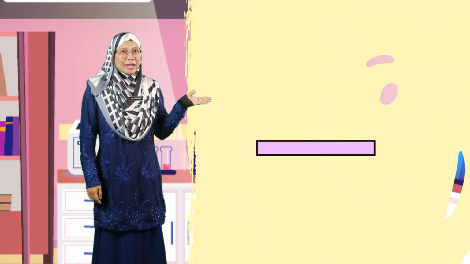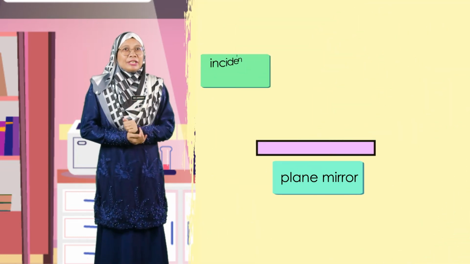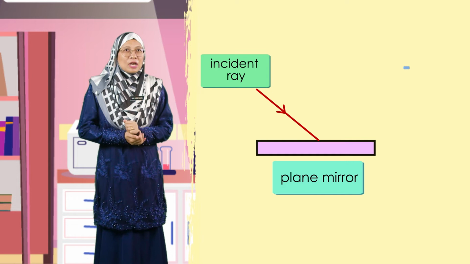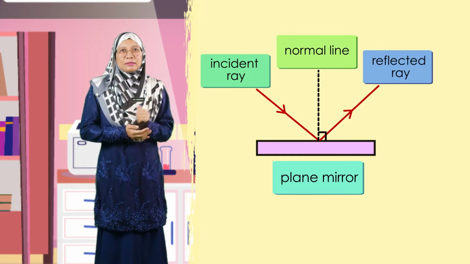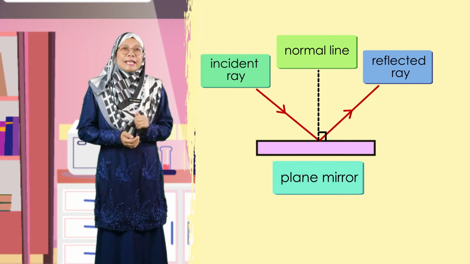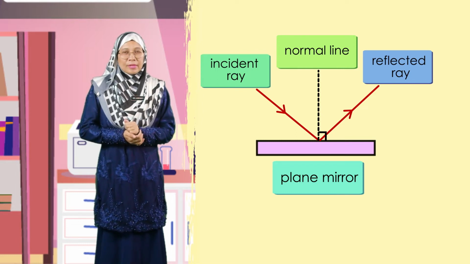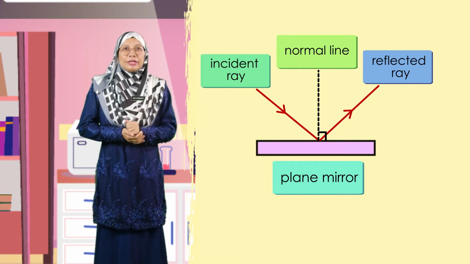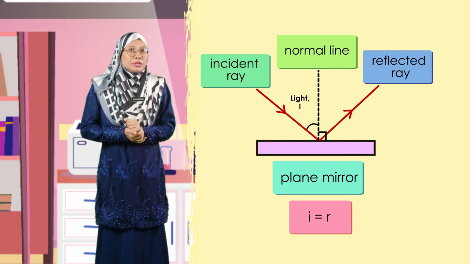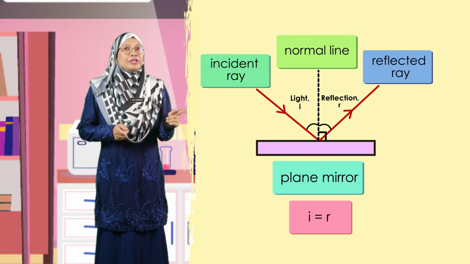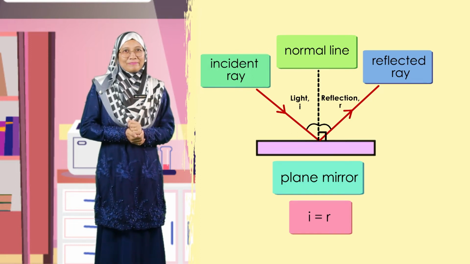Please look at the diagram here. The incident ray, the reflected ray, and the normal line all lie on the same plane. As we can see, the angle of incident, I, is equal to the angle of reflection, R. Now, let's look at the application of reflection in our daily life.